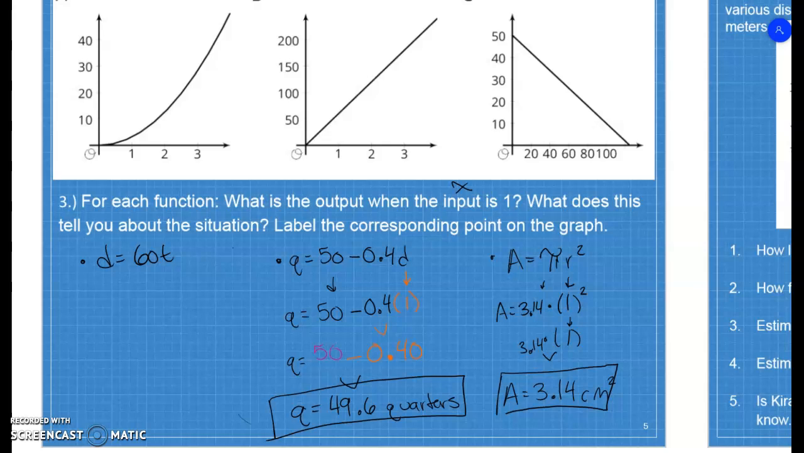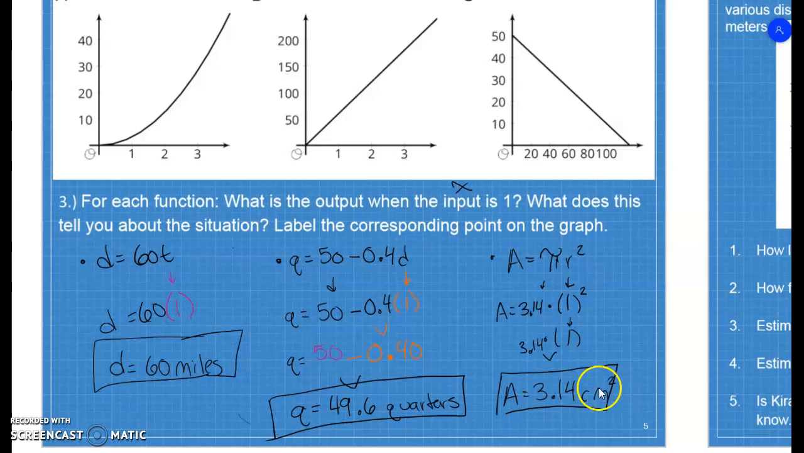Okay. So now we have the third one here. d equals 60t. I'm going to do the exact same thing. My input for this is t. So in this case, I'm going to put 1. If I went 1 hour of driving, how far did I travel? Well, 60 times 1 is 60. So I traveled 60 miles so far in my cool adventure. And those are going to be those final problems here.